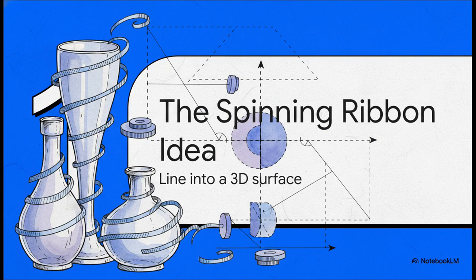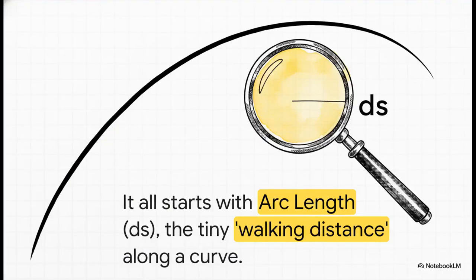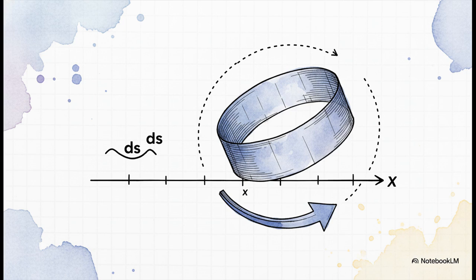Okay, so how in the world do you calculate the area of something curved, like a vase or a trumpet bell? Well, like with so many things in calculus, the secret is to stop thinking big and start thinking really, really small, like infinitely small. I want you to picture any curve on a graph. Now, let's zoom way in on just one tiny little piece of that curve. The length of that teeny tiny segment, that little walking distance along the curve, that's our arc length element, and we call it ds.